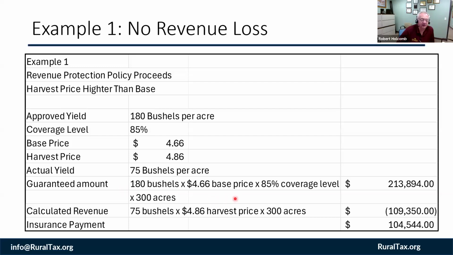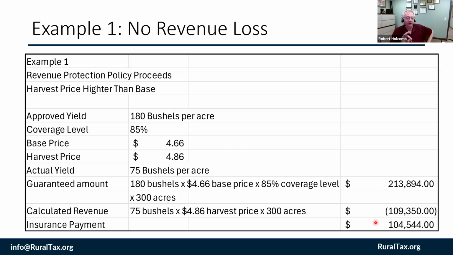So what we do is we look at the guaranteed amount. We've got the 180 bushels. That's our approved yield times our base price times our 85% coverage. We've got basically a guarantee of 213,894, and this is for 300 acres, incidentally too. So our calculated revenue is the 75 bushels times the harvest price times the 300 acres. So we subtract off 109,350, and what's left over is the insurance payment of 104,544 in this case. All right, so that's how that insurance would get calculated.